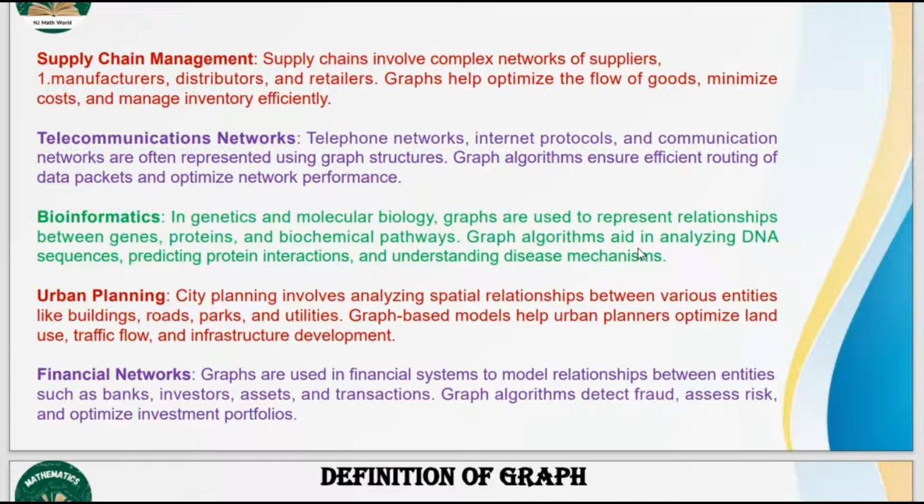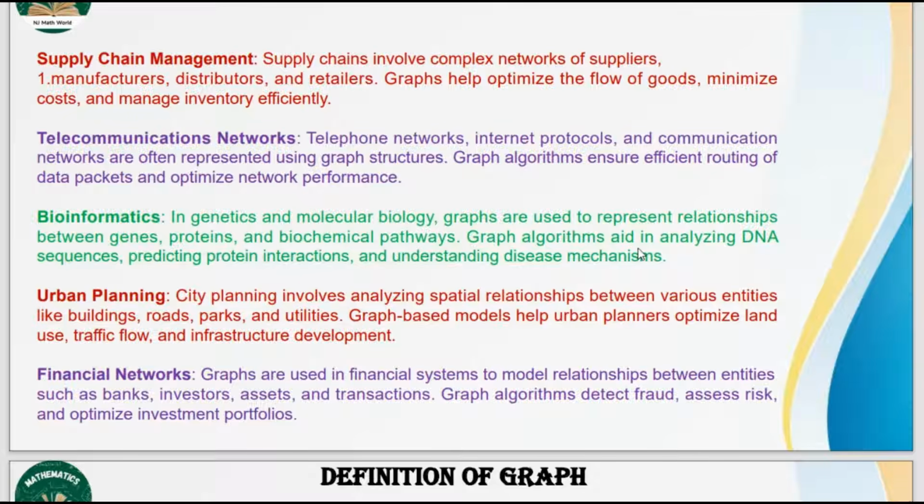Next one is supply chain management. Here we have supply chain management, which is nothing but manufacturing and supplying items for customer demand. So how is it going to help here? In a graph, the supply chain involves complex networks of suppliers, manufacturers, distributors and retailers. Graphs help optimize the flow of goods, minimize cost and manage inventory efficiently.